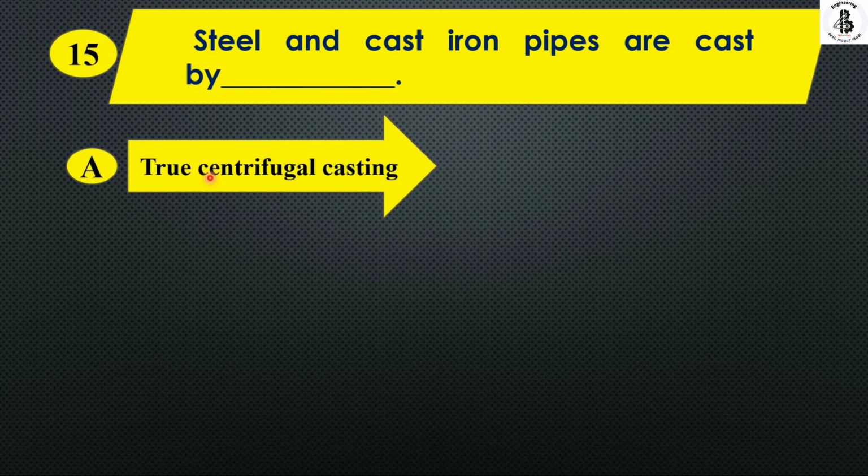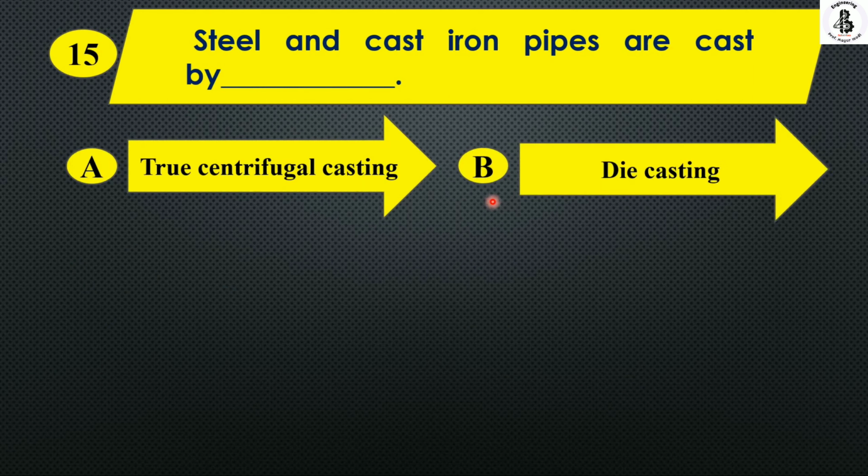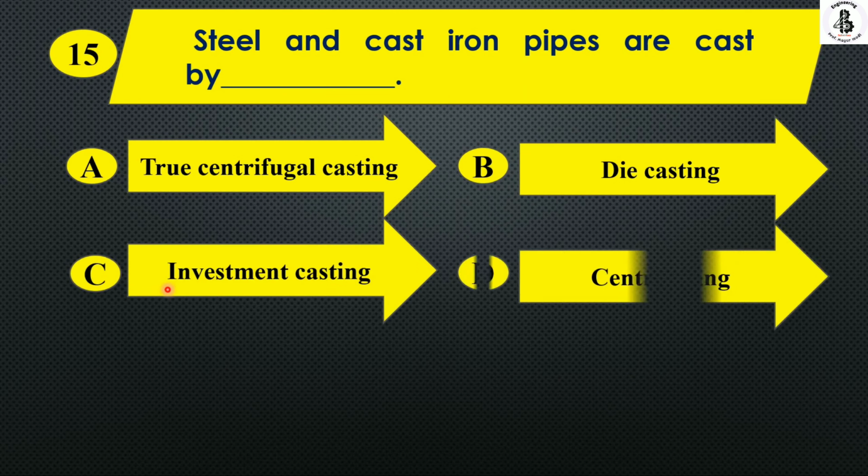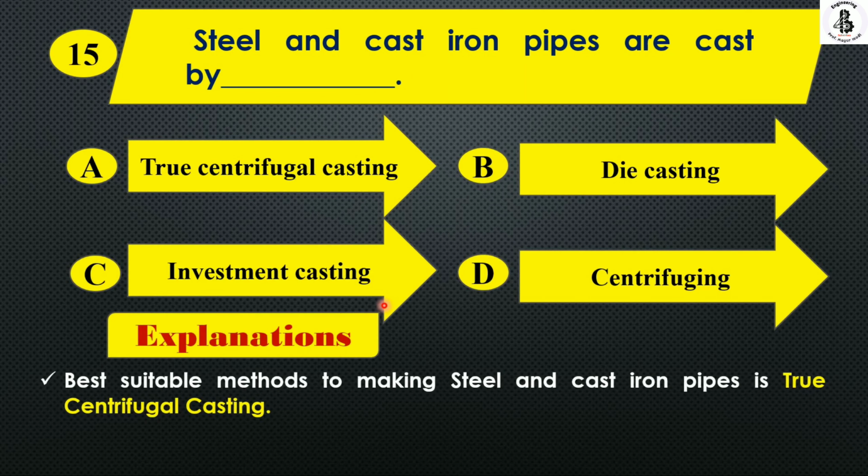The next, steel and cast iron pipes are cast by? Option A, true centrifugal casting. Option B, die casting. Option C, investment casting. And option D, centrifuging. So if you want to make steel and cast iron pipes, it is feasible only with the true centrifugal casting process. You can make a hollow pipe without utilization of a core. So that is the most appropriate process, true centrifugal casting, option A.